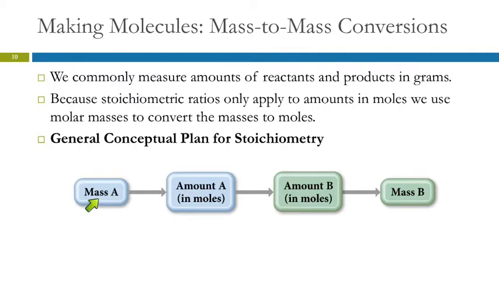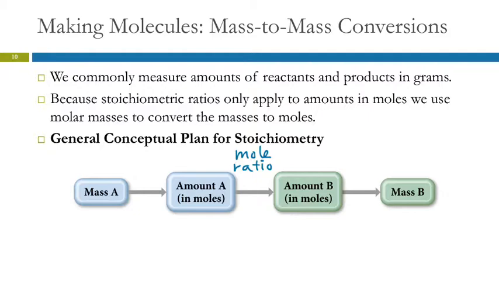You start with a mass of one substance. You convert to moles of that substance. You convert to moles of the other substance, and then you convert to mass of that substance. So this conversion factor in the middle is what we just learned how to do. We usually call those mole ratios. So to go from moles of one to moles of the other, you use the mole ratio. That comes from the balanced chemical equation.